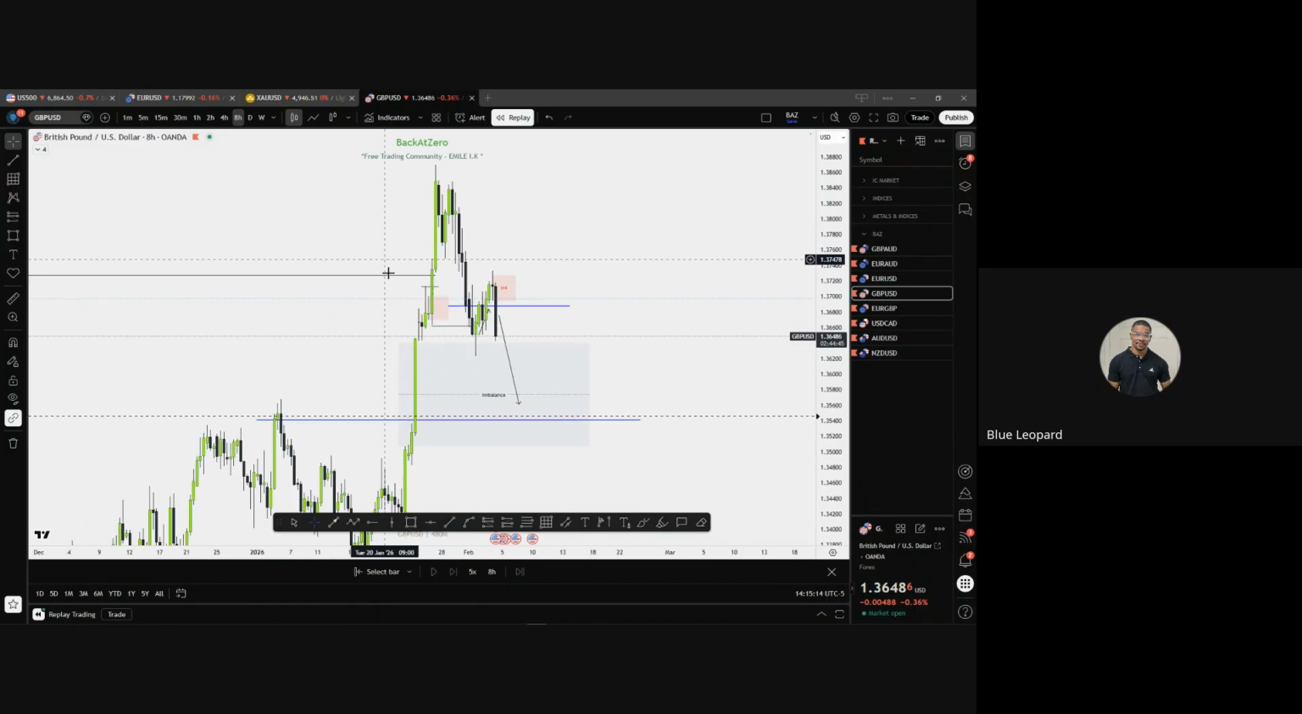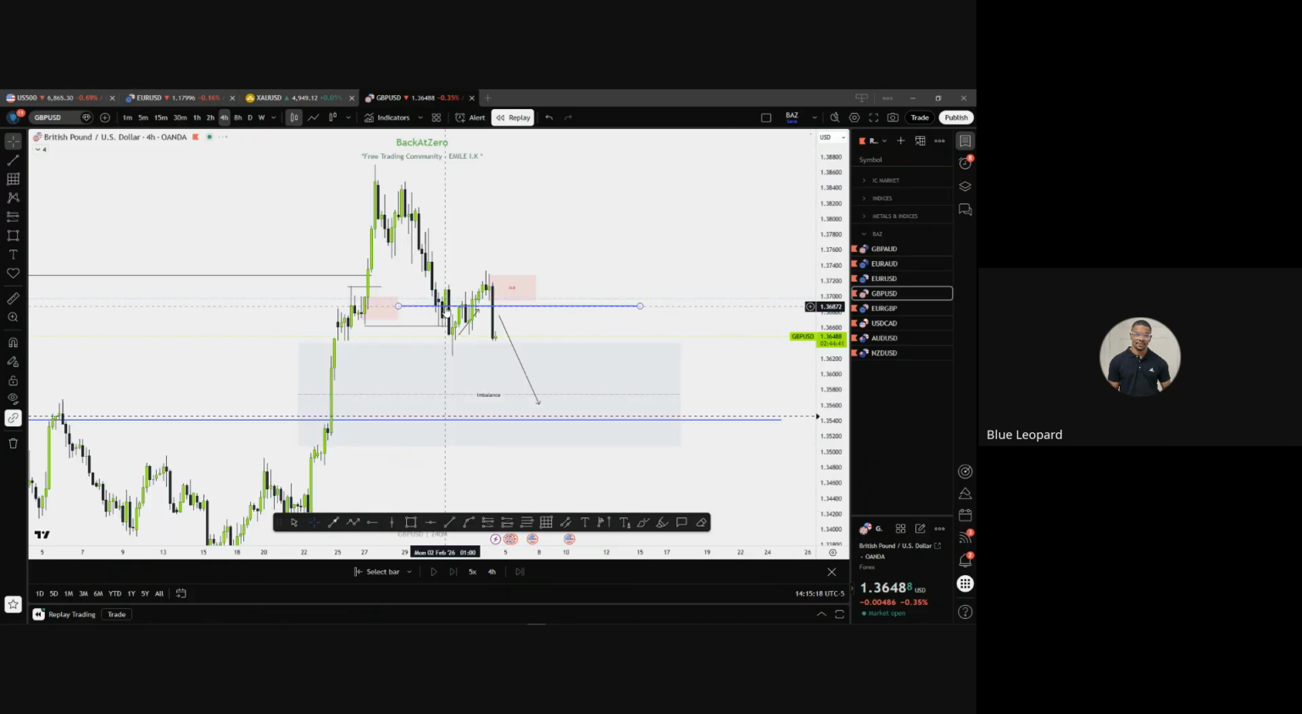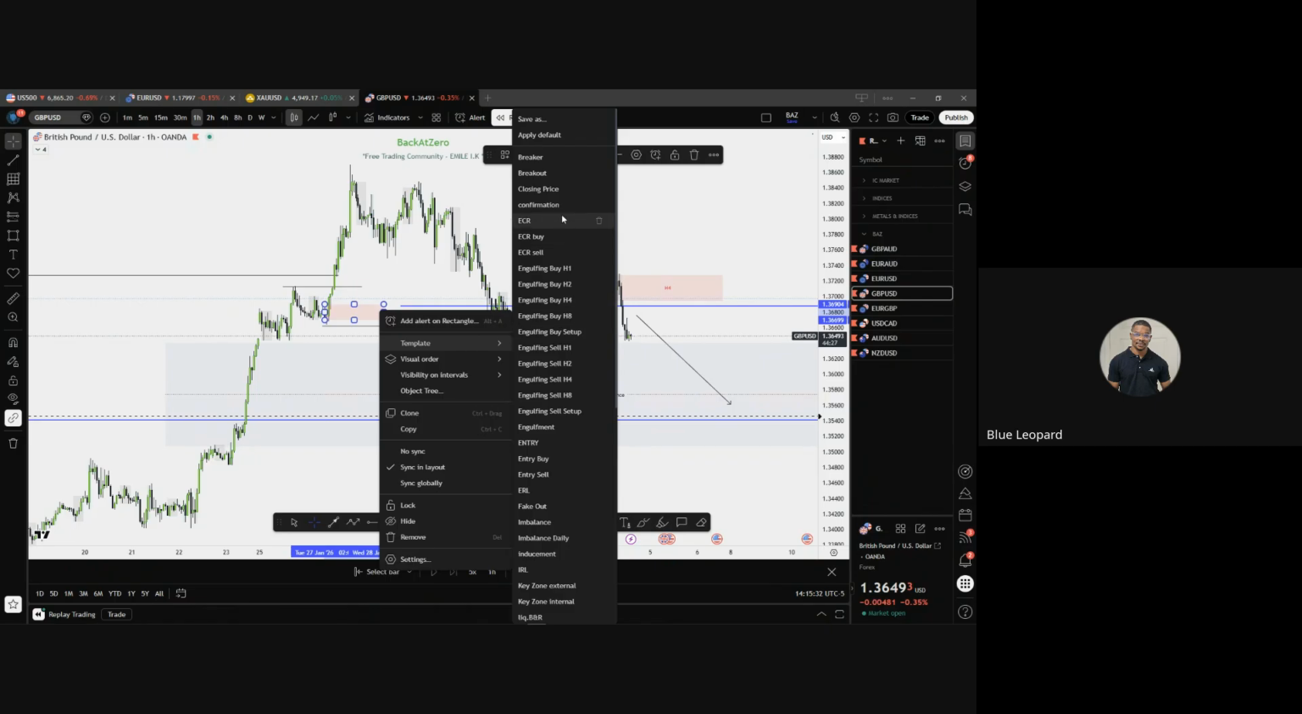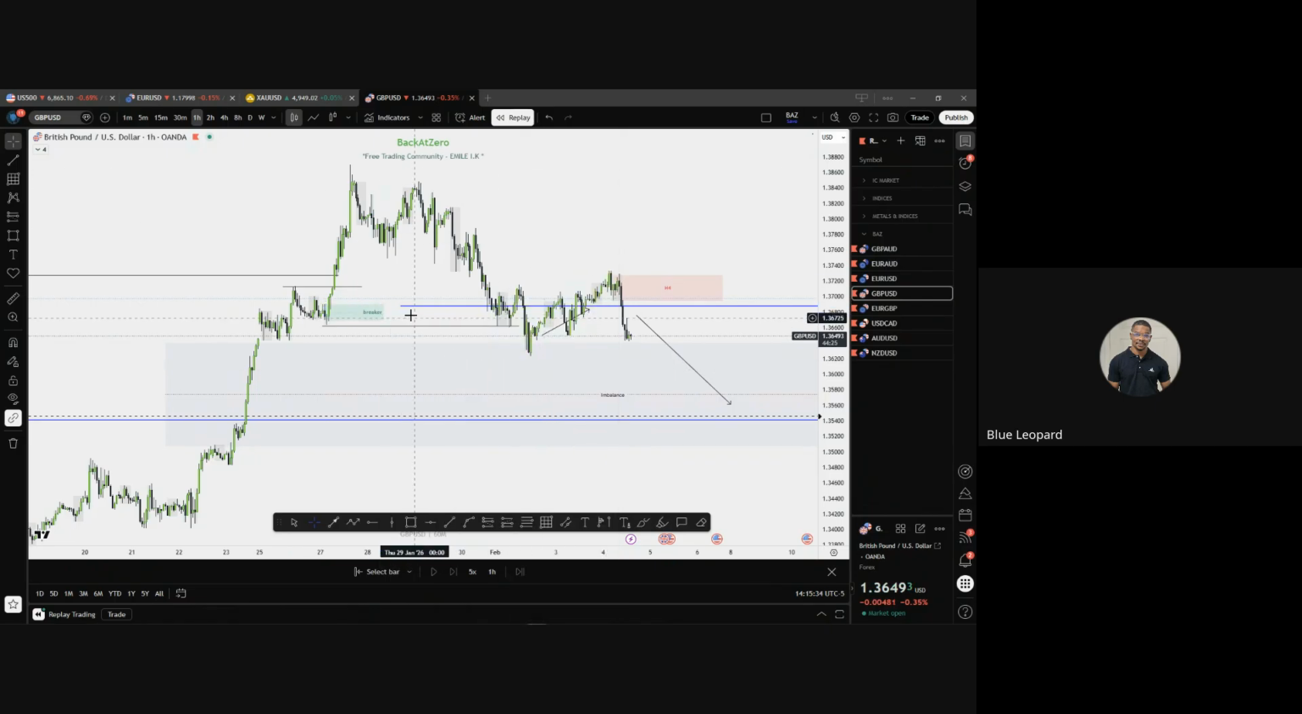Where did this come from? On this demand zone. If you go on H4, you have one. If you go on H1, you still have one here. Okay, so this zone is the demand zone that got broken, and as soon as we broke it, it became a breaker. Okay, this is what you call a breaker. The breaker, okay, it's a validation that price will continue lower.